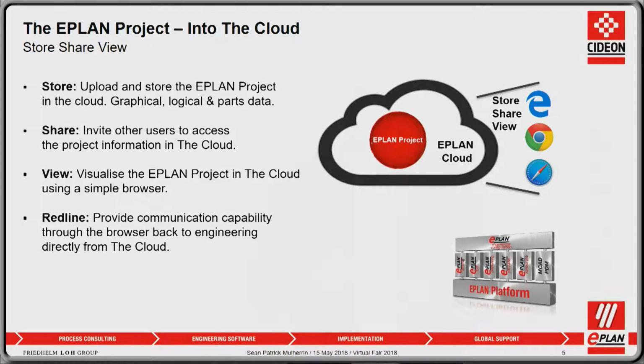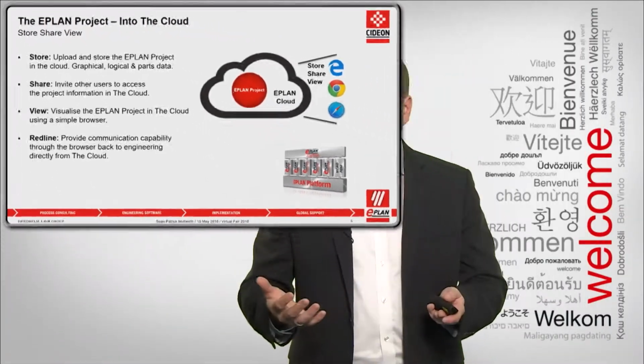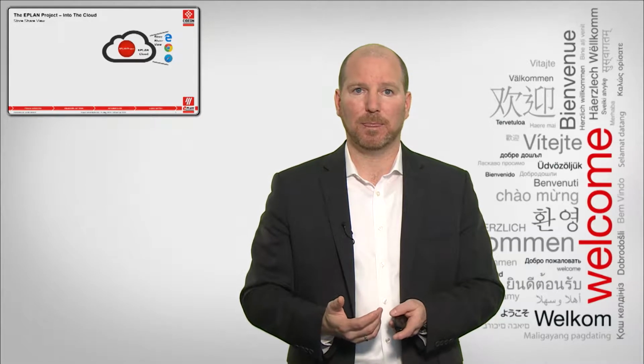So with redlining, the user on the shop floor can simply mark information up or make comments, and these comments can then be transferred through the cloud directly down to the on-premise solution so that the engineer can make his changes and publish a new version, improving the quality of the project at the end.